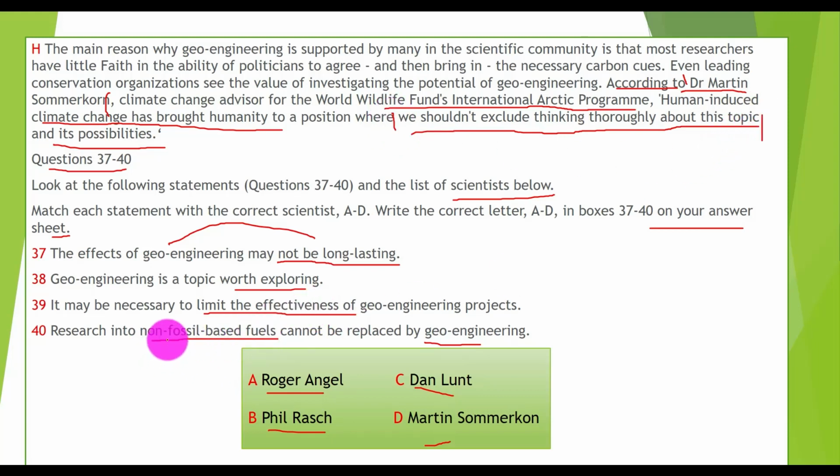Now let's go back to our options. Non-fossil based fuels, no. This is completely irrelevant. It has nothing to do with non-fossil based fuels. It may be necessary to limit the effectiveness of geoengineering project. No, it has nothing to do with limiting the effectiveness of a geoengineering project. This word exclude may be a little bit confusing for you, but be careful that we shouldn't exclude thinking truly about something. And the question 38, geoengineering is a topic worth exploring.